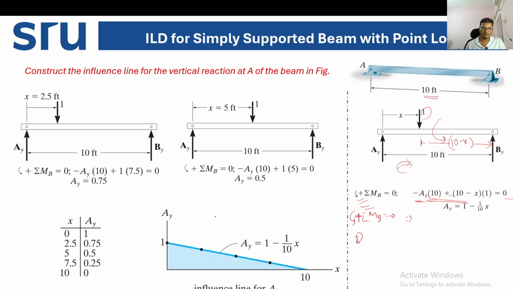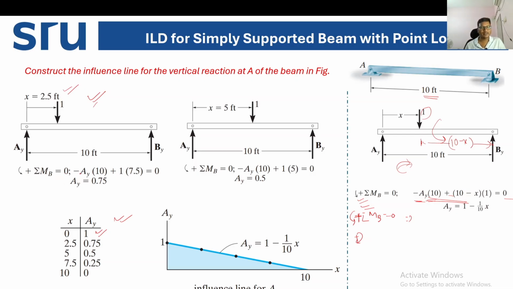Now, in a similar way, we will see this condition. So from this equation we can directly draw this table. If x is equal to 0, now tell me what is the value of AY. If x is equal to 0, AY is 1. If x is equal to 2.5 feet, what will be the equation?